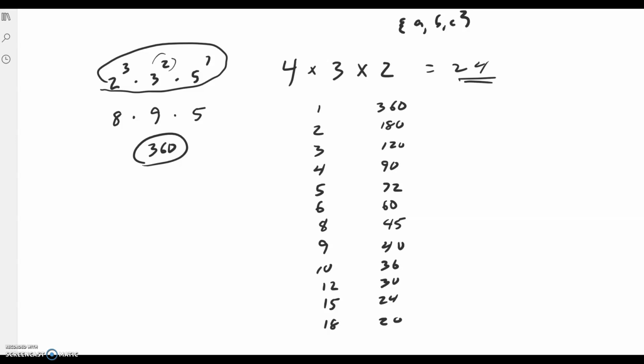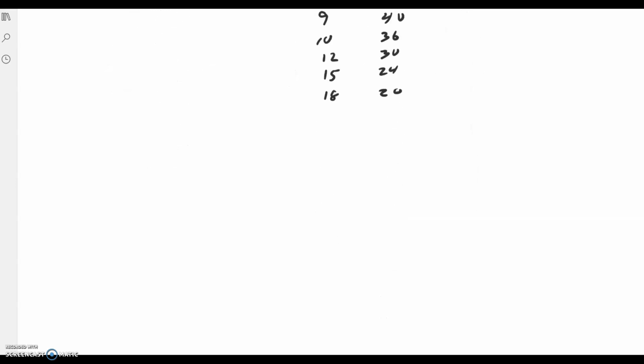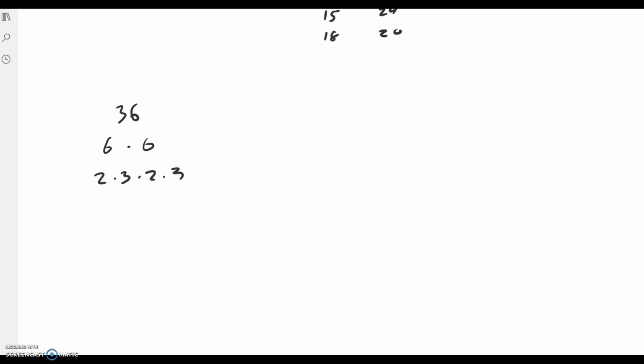Notice this is a pretty easy way of figuring out how many factors a number has. Let's try another one, maybe a slightly faster, easier one. So let's say we're finding all the different factors of the number 36. And so we do a prime factorization. 6 times 6, 2 times 3 times 2 times 3, 2 to the second times 3 to the second.